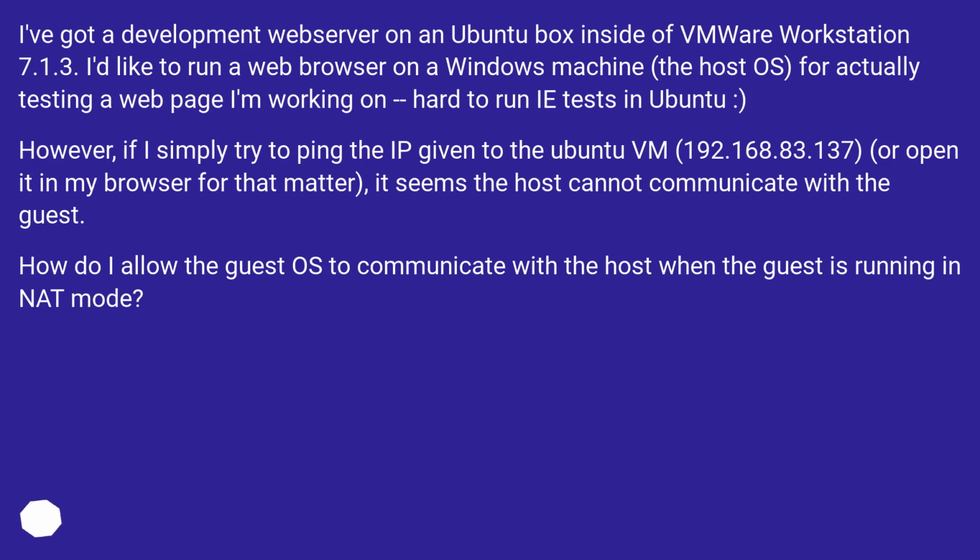However, if I simply try to ping the IP given to the Ubuntu VM, 192.168.83.137, or open it in my browser for that matter, it seems the host cannot communicate with the guest. How do I allow the guest OS to communicate with the host when the guest is running in NAT mode?